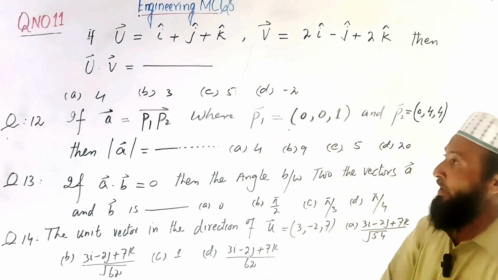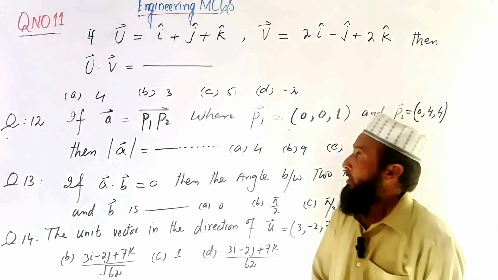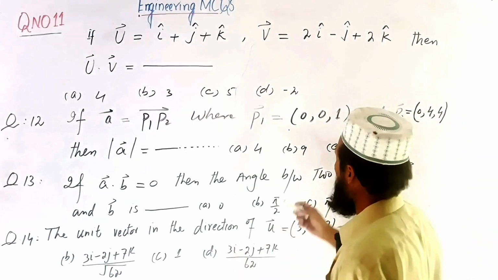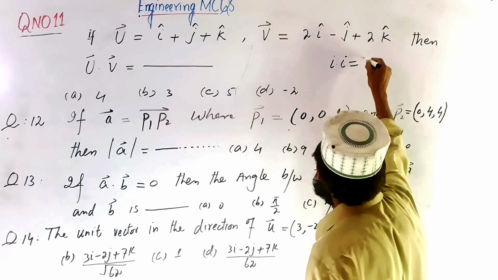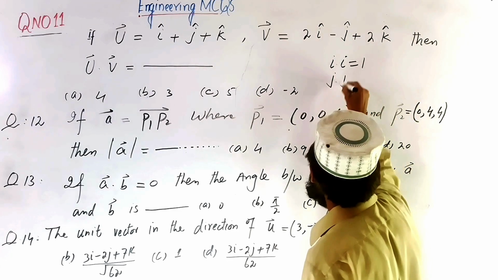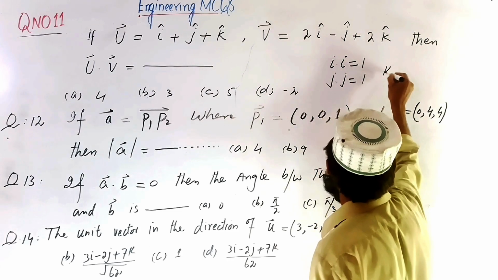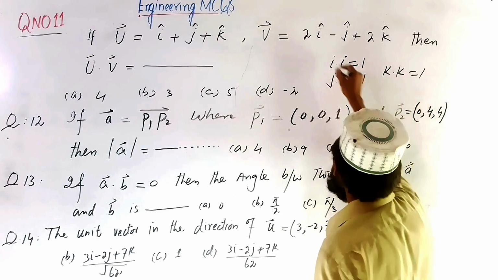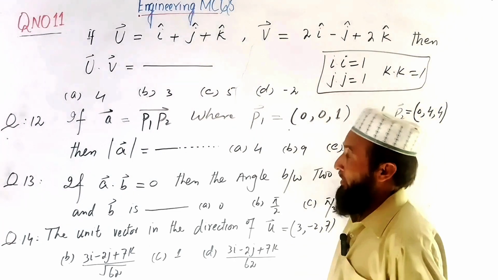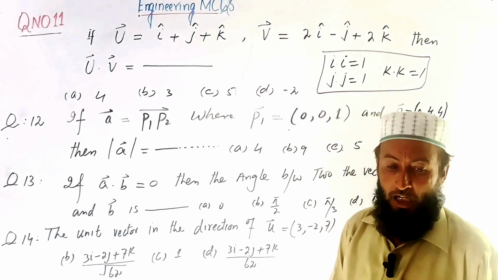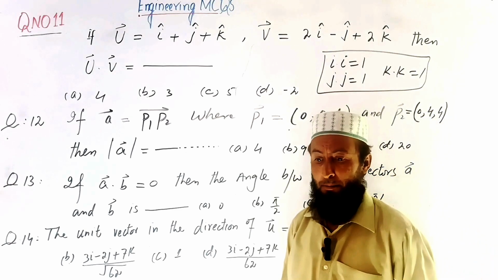So according to the dot product, we already know that i dot i is equal to 1, j dot j is equal to 1, and k dot k is equal to 1. So that is the formula for the dot product or scalar product. We can also say that both are the same.